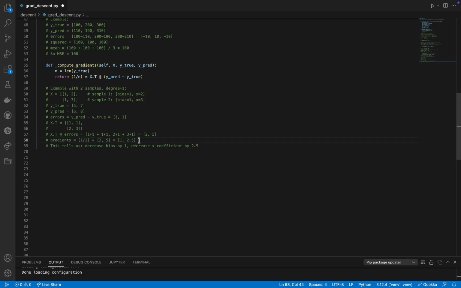This is our gradient. It tells us to decrease the bias coefficient by 1 unit, scaled by a learning rate, and decrease the x coefficient by 2.5 units, also scaled by the learning rate.